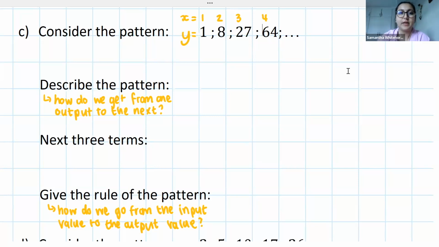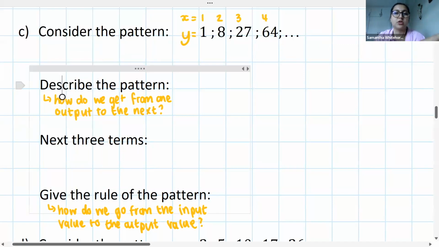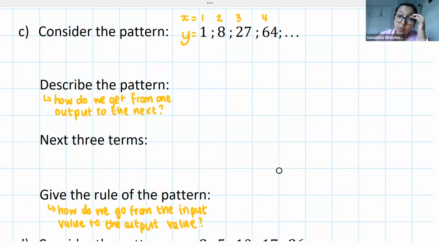Okay, let's see. So guys, the first thing I always do whenever I get a number pattern, doesn't matter what type of number pattern it is, I don't even think about the questions yet. So I'm not even going to think about the description, the next few terms, nothing. I just look at the number pattern and I say, well, what is happening? Because I can't answer any questions unless I know what's happening. So I always first think, okay, well, am I adding the same thing to get my outputs?